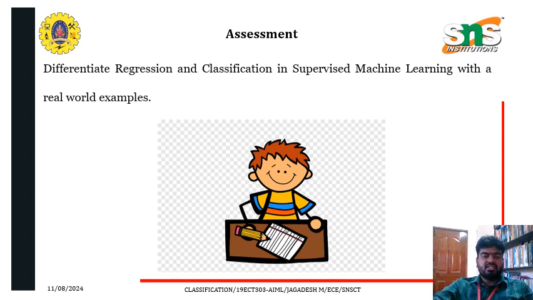So let us take the assessment. The assessment question is: differentiate regression and classification of supervised machine learning algorithms with real world examples.